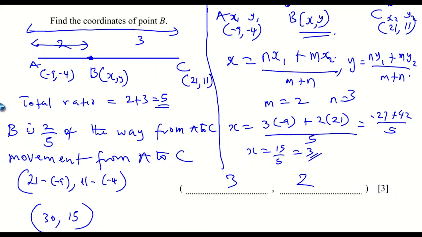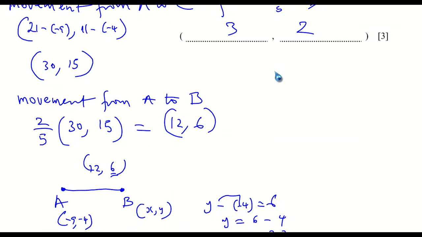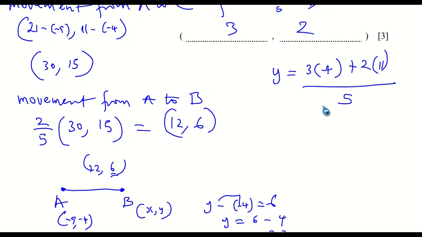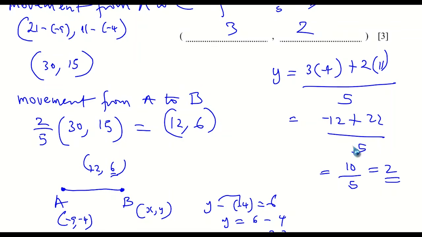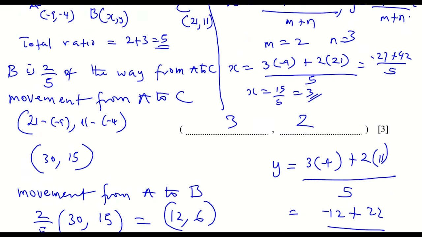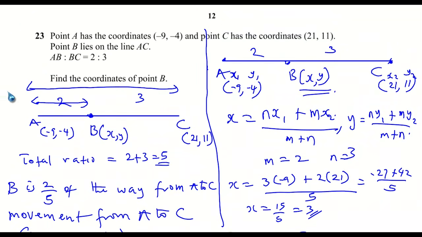Let's scroll down for part B, for the y coordinate. The y coordinate will be equal to 3 into negative 4, that's y1, plus 2 into 11, that is y2, over 2 plus 3, 5. So this gives negative 12 plus 22 divided by 5, and this equals 10 over 5, which is equal to 2. So we have the same thing here. It depends on you; you can use any of the two methods.